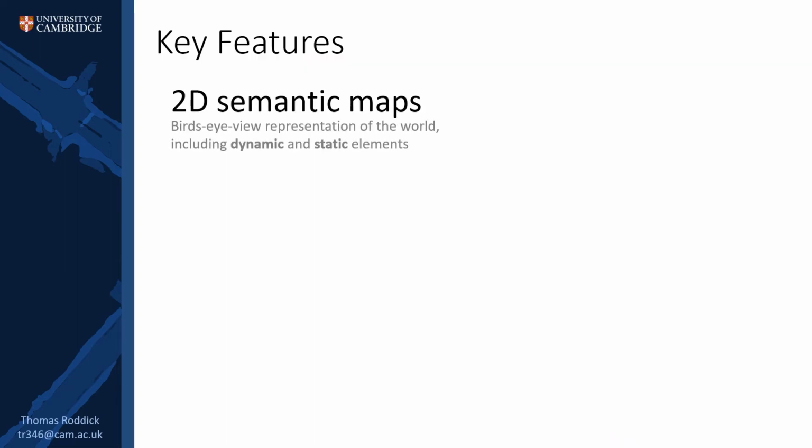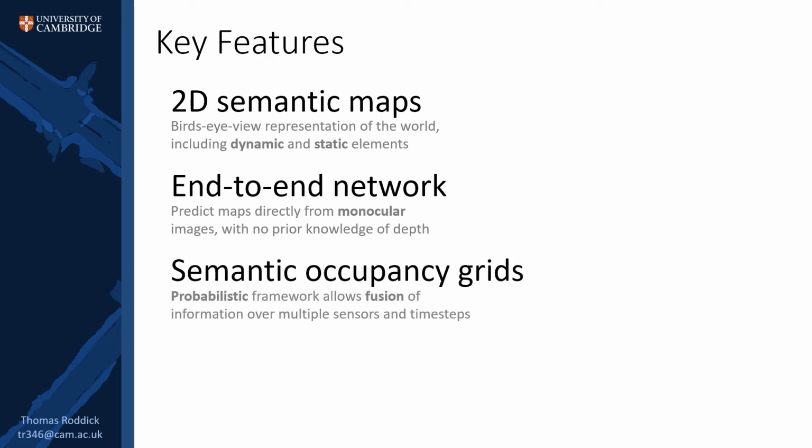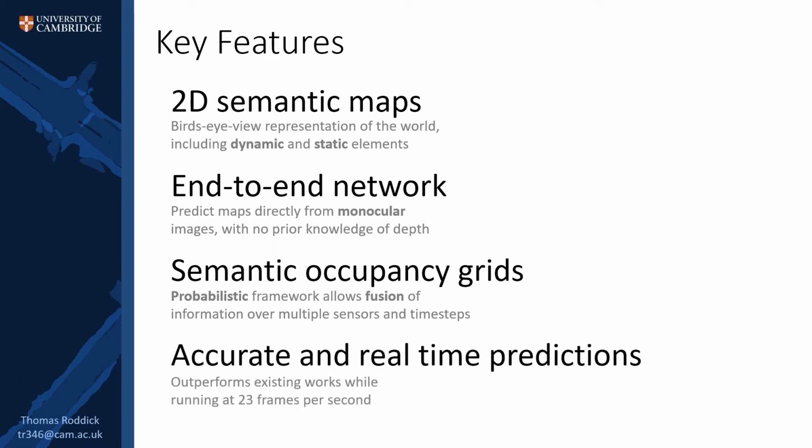In this work, we represent the world as a semantic bird's-eye view map. Our main contribution is a simple end-to-end neural network which is able to predict a detailed map directly from a monocular image with no prior depth information. We make use of a semantic occupancy grid framework, a probabilistic representation which allows us to easily fuse predictions over multiple cameras and timesteps, and we show that our method is able to outperform existing works in the field.